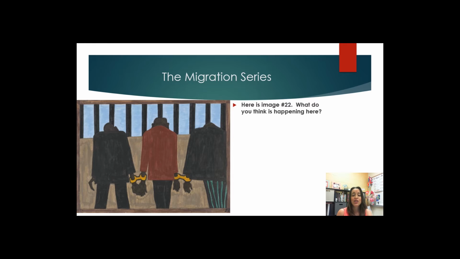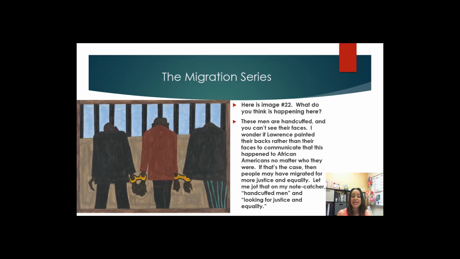Here is image number 22. What do you think is happening here? These men are handcuffed and you can't see their faces. I wonder if Lawrence painted their backs rather than their faces to communicate that this happened to African Americans no matter who they were. If that's the case, then people may have migrated for more justice and equality. Let me jot that down in my note catcher. Handcuffed men and looking for justice and equality.